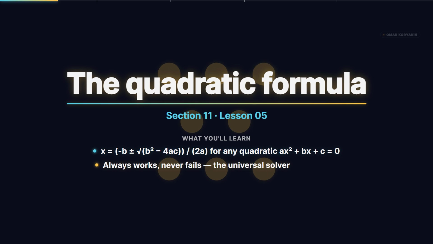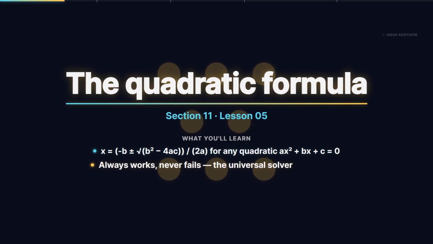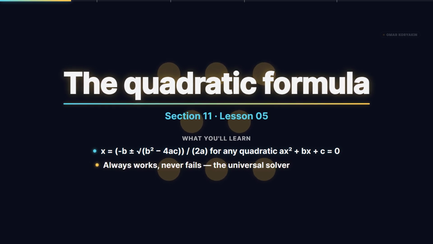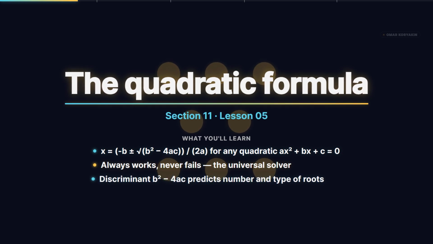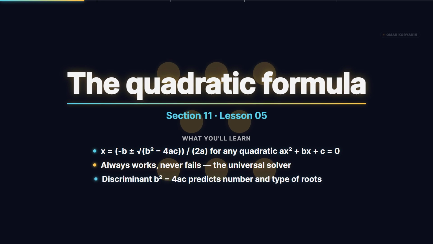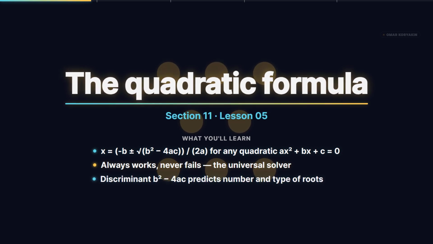The expression under the square root is called the discriminant, written delta. It equals b squared minus 4ac. The discriminant alone tells you how many roots and what type before you finish solving. 3 cases. Discriminant positive, 2 distinct real roots. Discriminant 0, 1 repeated real root. Discriminant negative, 2 complex conjugate roots. Section 12 handles the complex case in detail.